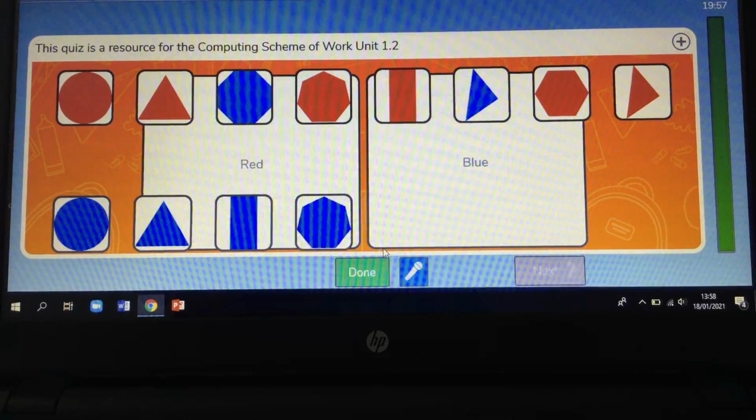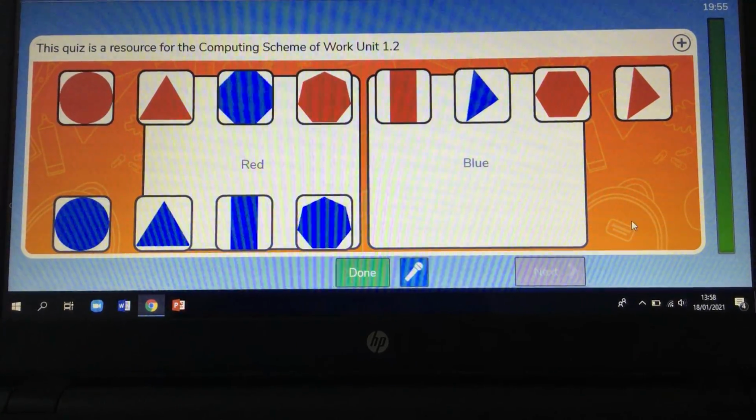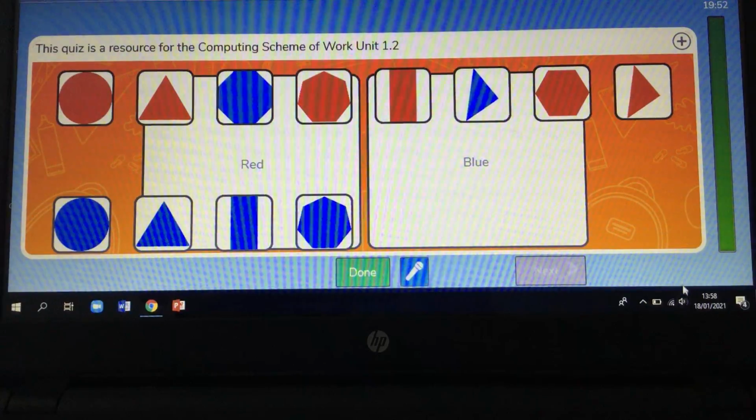Sort the shapes. You can position shapes on top of each other to make them fit in the correct category.